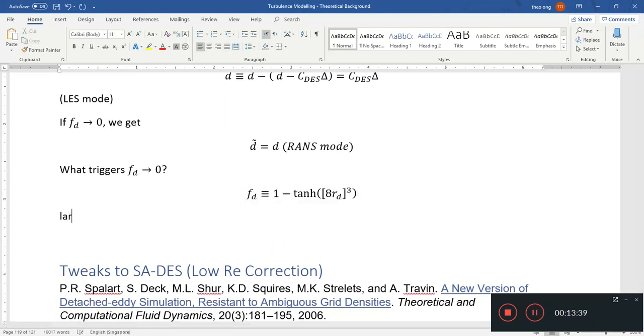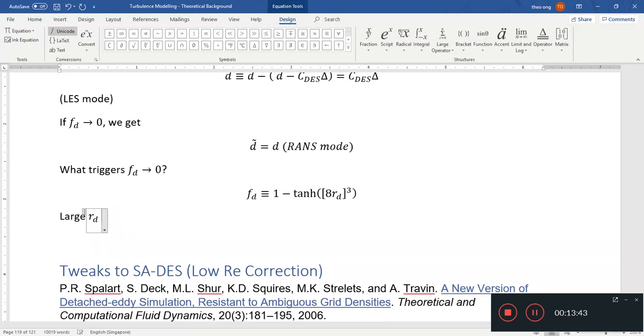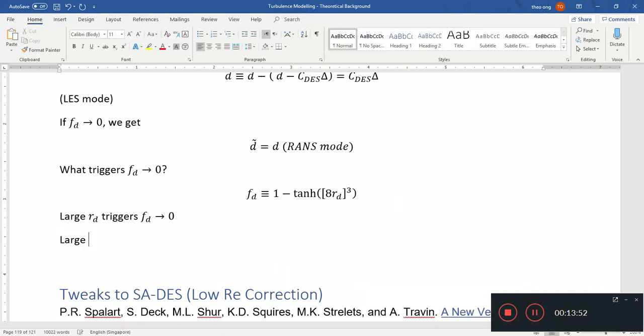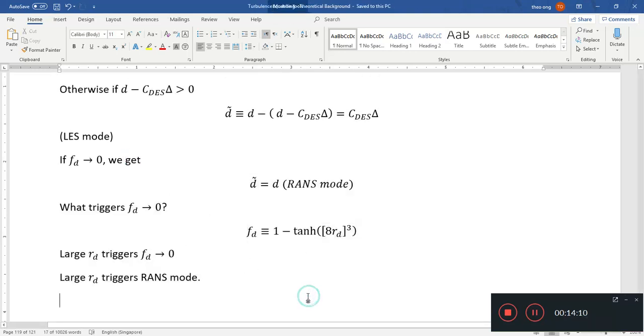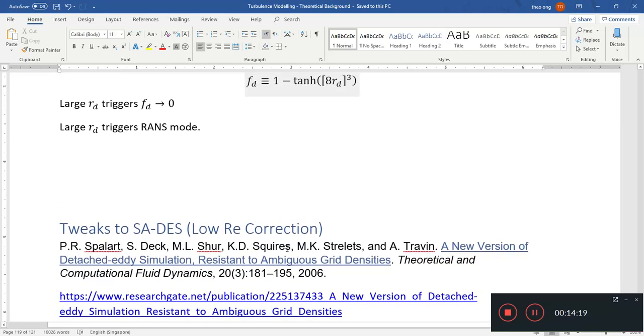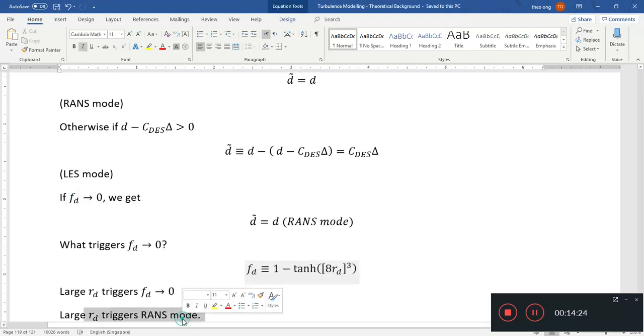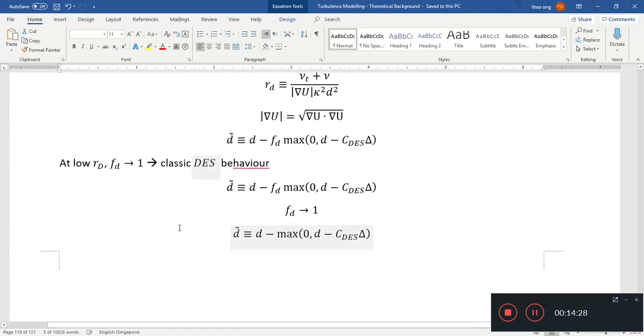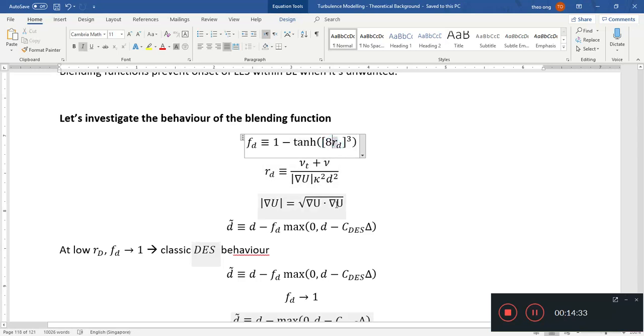So large RD triggers FD going to 0, which means that large RD triggers RANS mode. So this is an additional way you can trigger the Reynolds-averaged Navier-Stokes mode of the DDES. This is what is so special about DDES. Otherwise, you have a blend between the RANS mode and the classic DES mode. So this is a blending function that gives you one additional path to getting this, what do you call that?